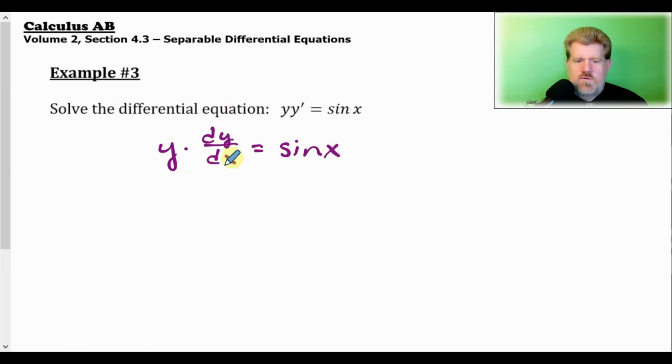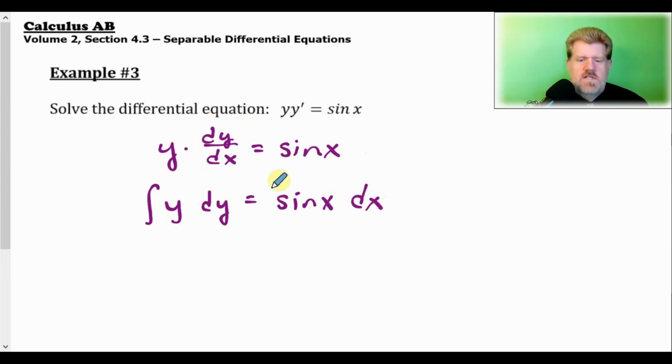Alright, now I got to separate it. I usually separate this one first. That way I know where the x's and y's have to go, so that all the x's have to go over here. I'm going to multiply both sides by dx. We have now separated the differential equation.